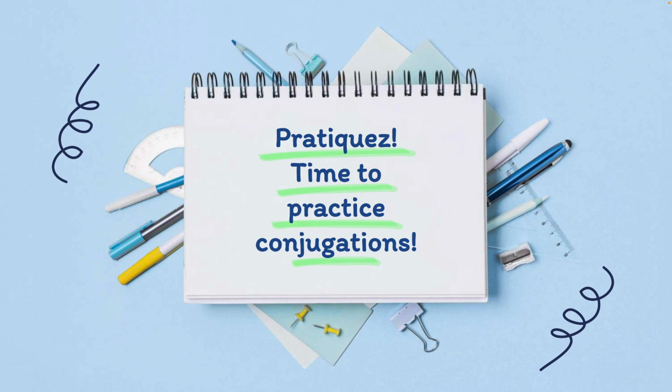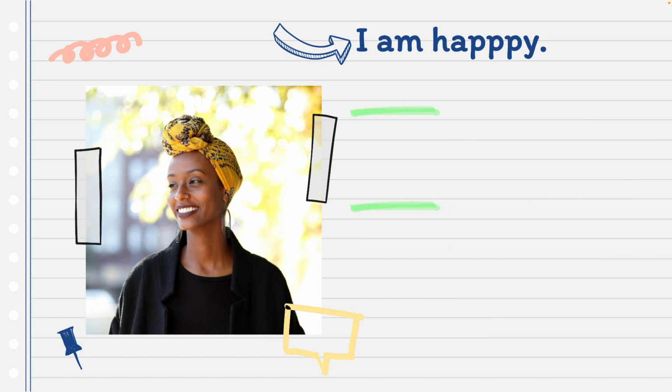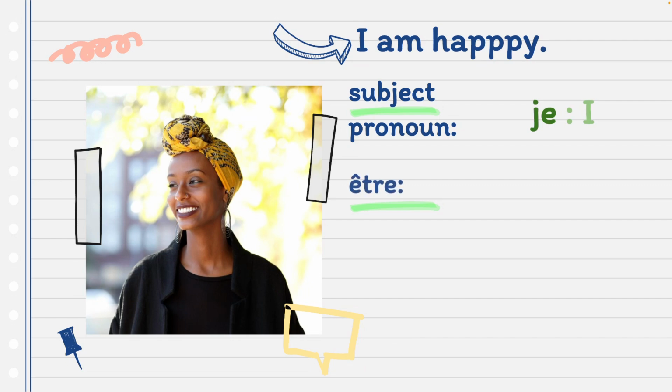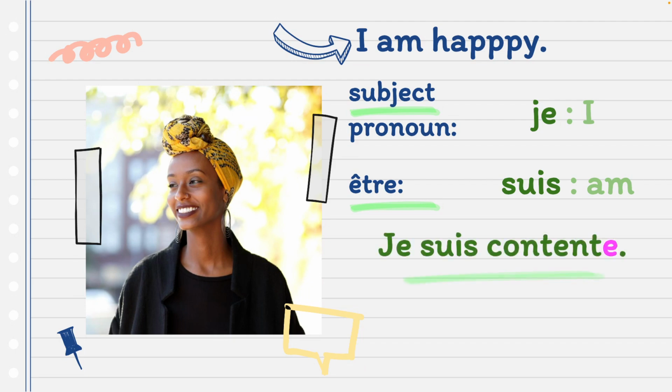All right, pratiquer. Time to practice conjugations. I am happy. So first of all, our subject pronoun for I is je. The form of the verb être that goes with je is suis. Je suis. Je suis contente. If it was a masculine subject, we could say je suis content. It doesn't have the E at the end.